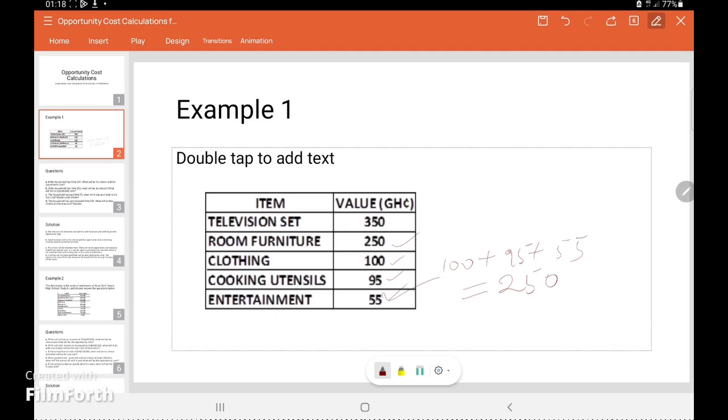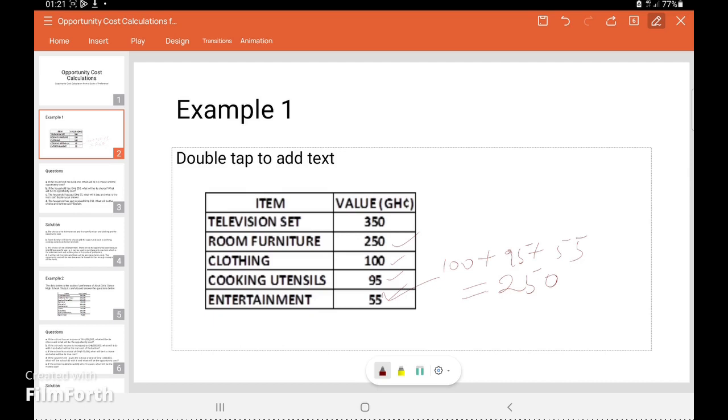So the question that will arise is, what will be the opportunity cost? The opportunity cost is zero. There is no opportunity cost. It can only buy entertainment, and therefore there will be no alternative that is forgone. So that is it for this particular question. The question that will arise here is, under what circumstance will opportunity costs be zero?